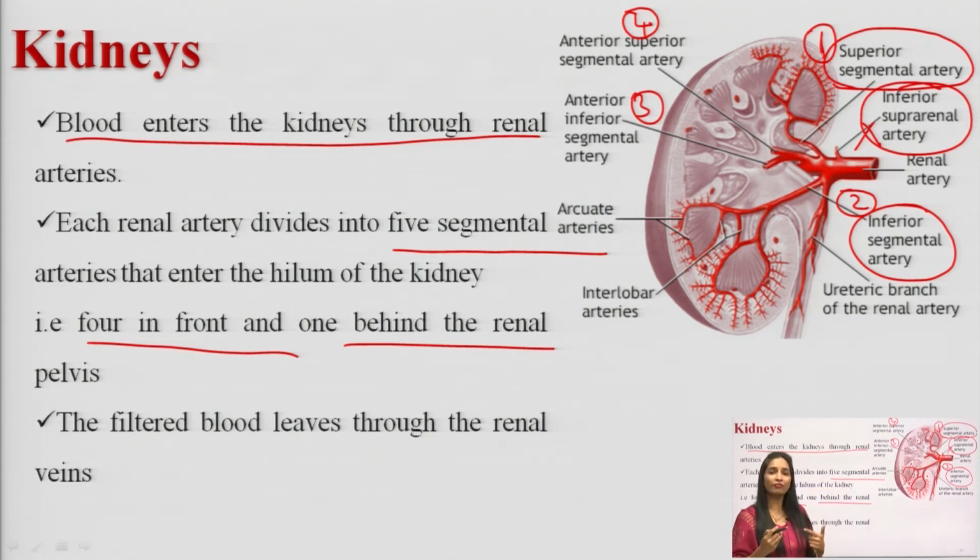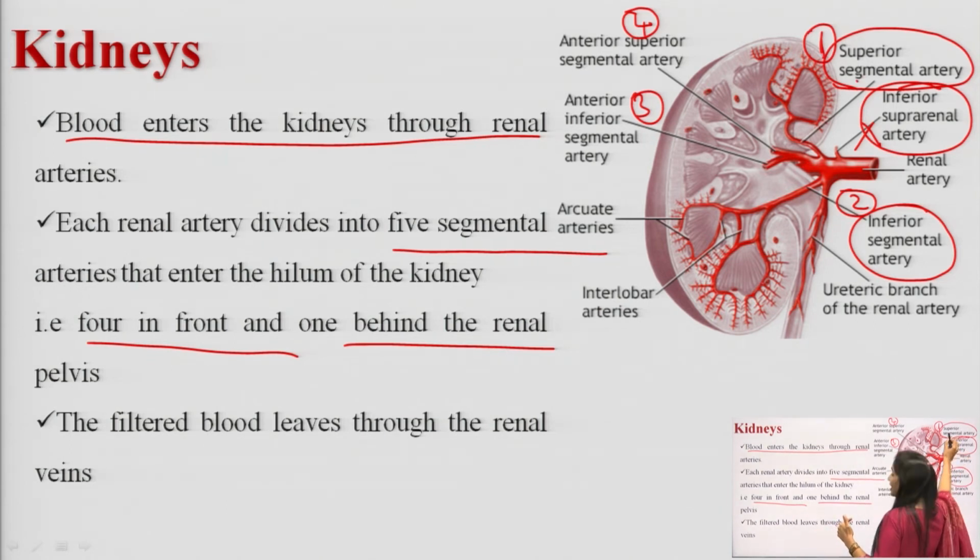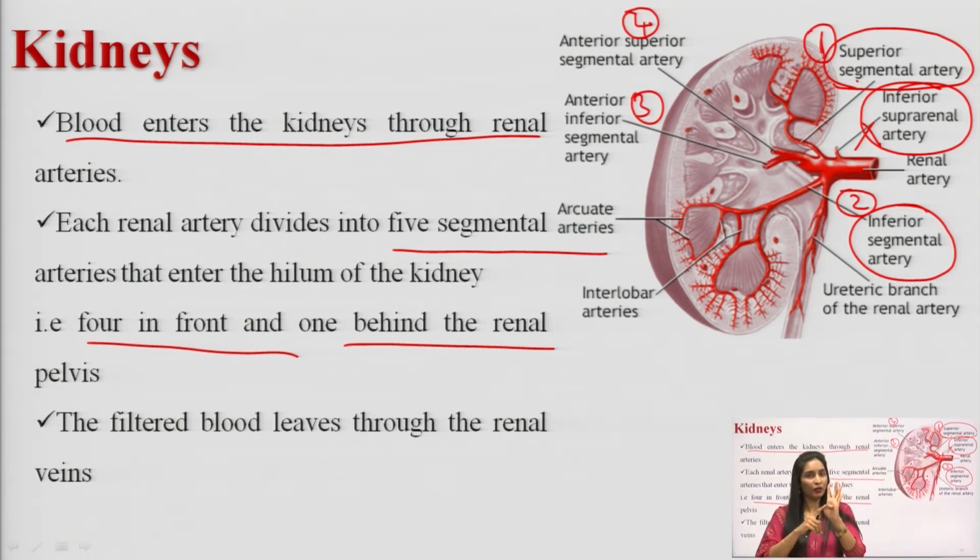So, what are the 4 in front renal segmental arteries? You can remember: superior, inferior, anterior inferior and anterior superior. So, these are the 4 front ones, and one is present behind, which is the posterior segmental artery.